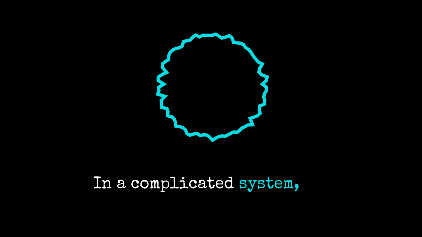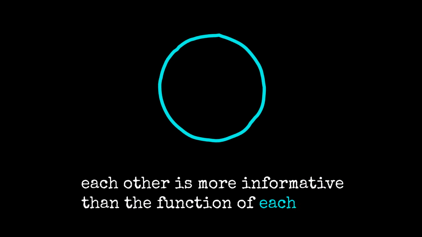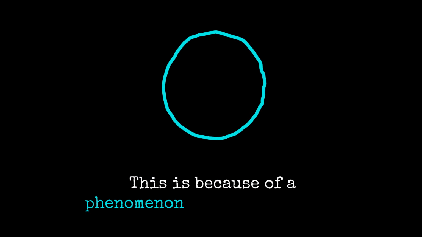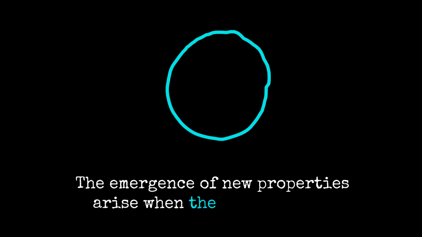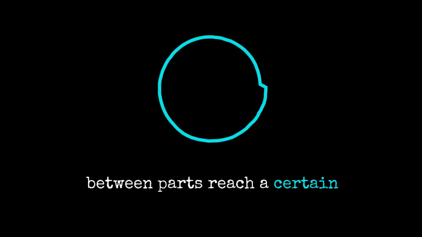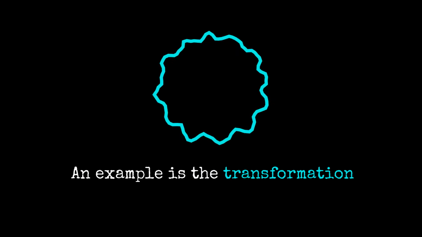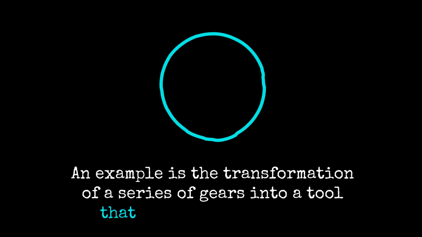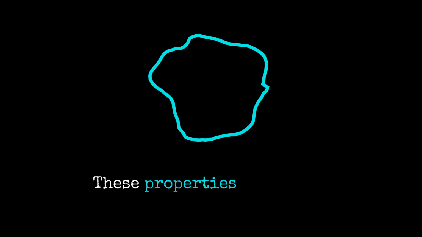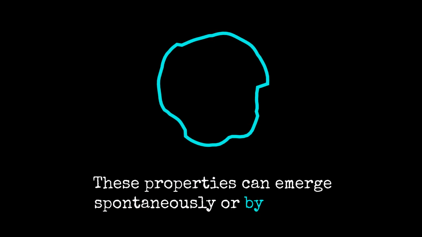In a complicated system, the way the parts interact with each other is more informative than the function of each part. This is because of a phenomenon called emergence. The emergence of new properties arise when the interactions between parts reach a certain threshold of scale and complexity. An example is the transformation of a series of gears into a tool that can tell you the time. These properties can emerge spontaneously or by design.